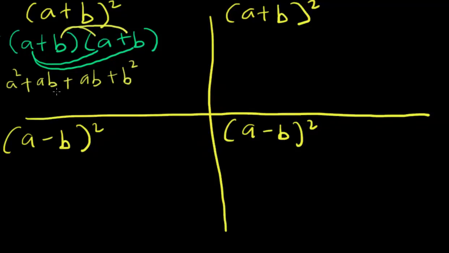So in the final step, we combine like terms, so we get the final expanded form, which is a squared plus 2ab plus b squared. Well, this method is a little tedious compared to the next method that I'm going to talk about. So the next method involves a very straightforward formula.